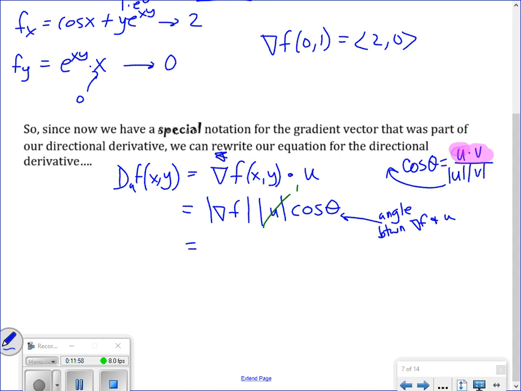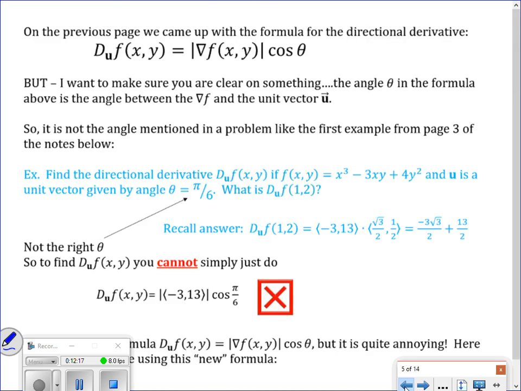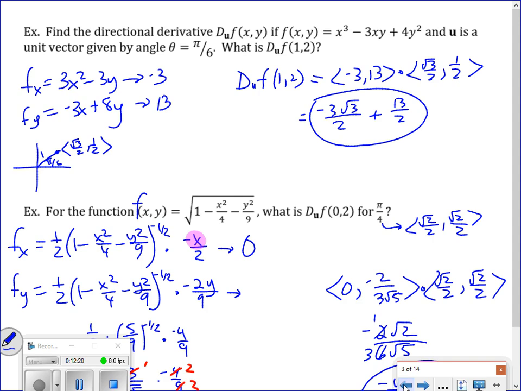So really what I have is that my directional derivative of f at xy can also be found as the magnitude of del f times the cosine of the angle. Now, like I said, the angle has to be given to you in a specific way. So don't go thinking that it applies to the problems that we just did before. On both of those, we were told that our angle was pi over 6, and our angle here was pi over 4. That was the angle we were trying to go. That was not the angle between u and del f. So it wasn't given to us in that specific way.